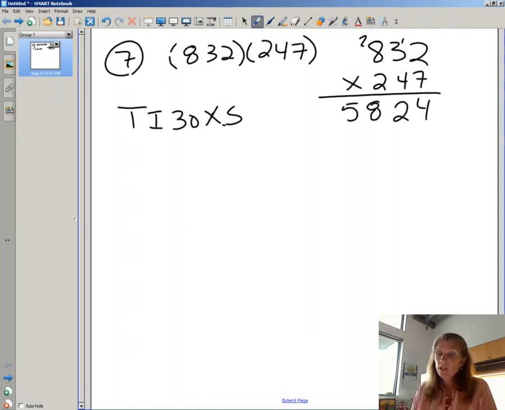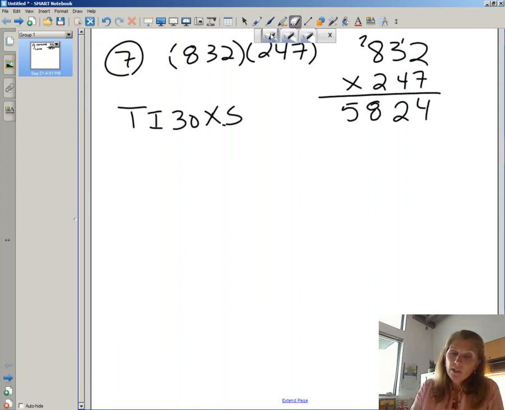Okay, now I've done this first column, not finished. I got to go back. All I've done so far is multiplied by the 7. Sometimes it can get a little confusing when you have all these little marks up here. So it's okay if you want to erase the first bits and start over.